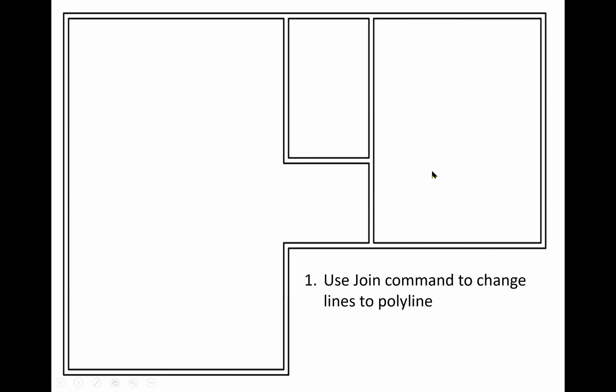So what we're going to do is select the entire thing and turn them back into polylines so that we can offset them one time. All lines that are touching will offset together. All right. So let me go ahead and stop the recording now in preparation for the next session.